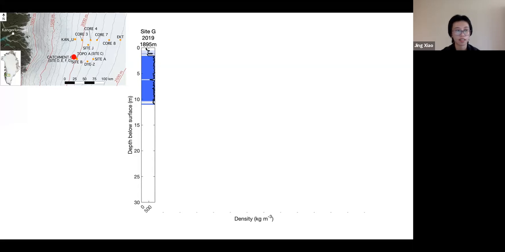The x-axis is density, and the black line shows the density variation with steps. The blue color indicates the presence of ice layers, and the white color at the top and between the blue parts is either snow or firn. This site G core is almost filled up with ice layers, and we can see that the densities of those ice layers are almost close to pure ice density.